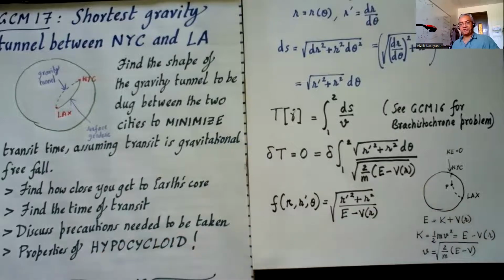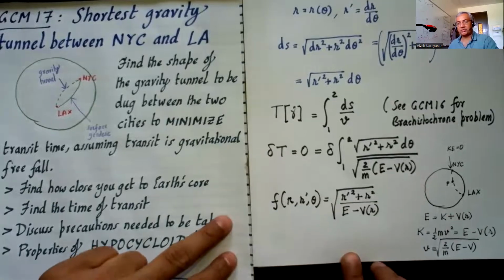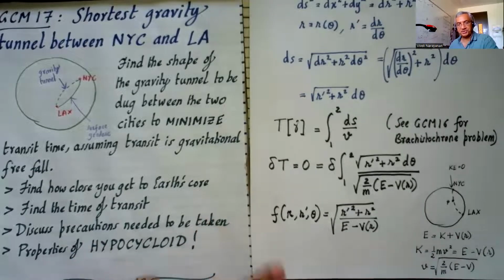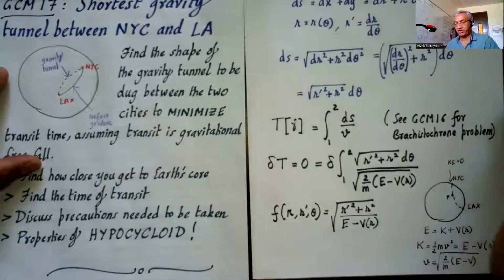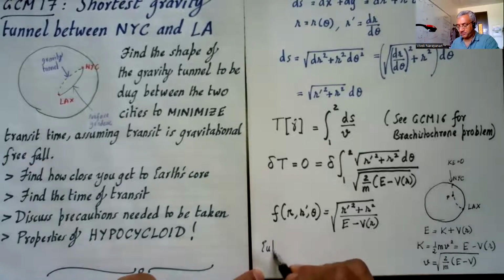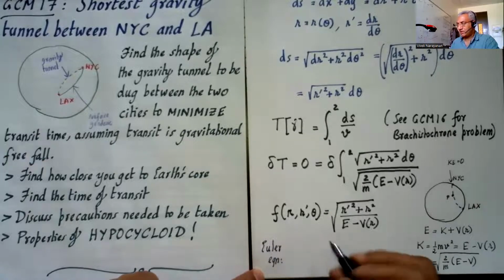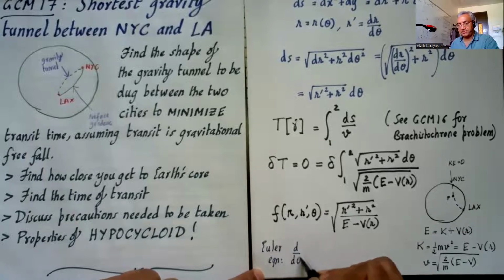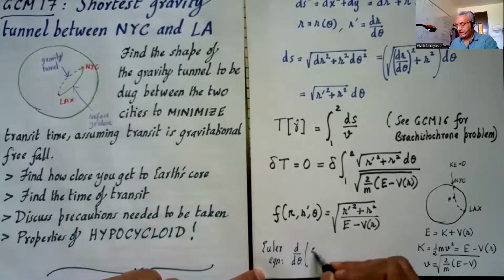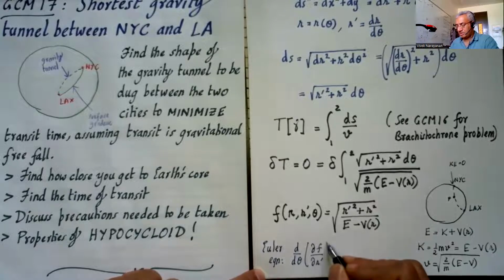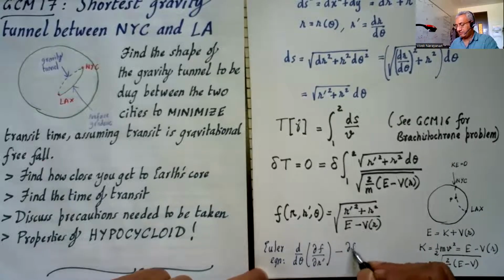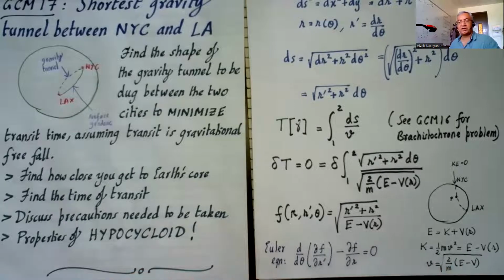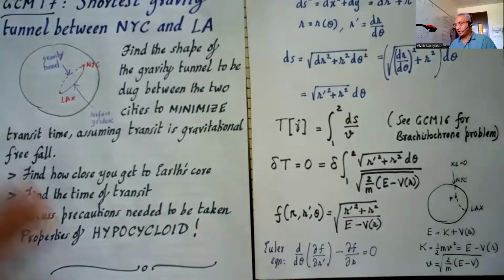So that's going to be our function, which now at this point, I'm going to let you work things out, and you can show that the Euler equations work out exactly the way they did for Cartesian or generalized coordinates, and we can write our Euler equation as follows. It is d by d theta of del f over del r prime minus del f by del r equal to 0. So that's the Euler-Lagrange or Euler equation for this case.